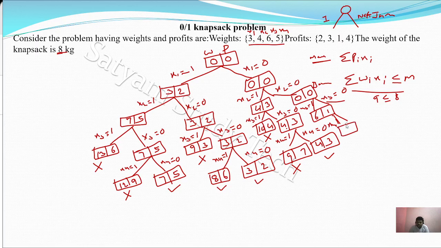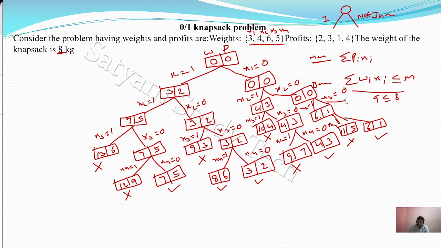If x4 is included, the weight of the x4 object is 5. 5 plus 6 is 11. If you include x4, you get the profit 4, that is 1 plus 4, that is 5. But here 11 less than or equal to 8, the condition fails, so you can kill this node. So here x4 is not included, then it is 6 and 1. So this is another solution.